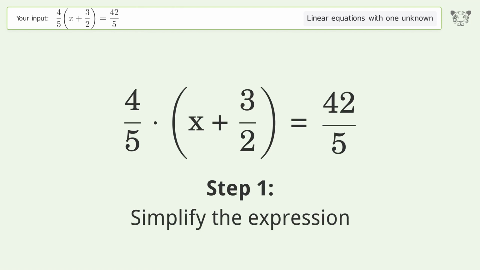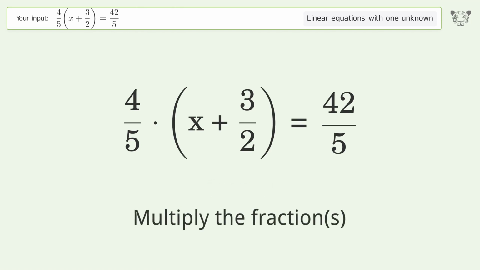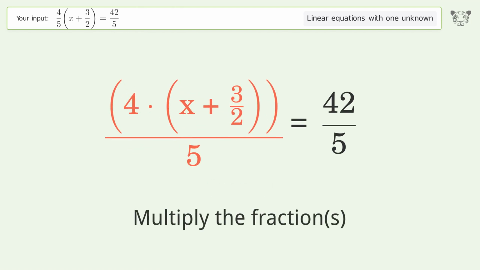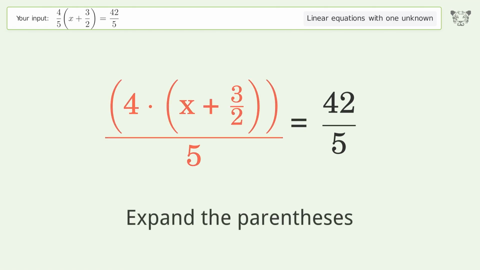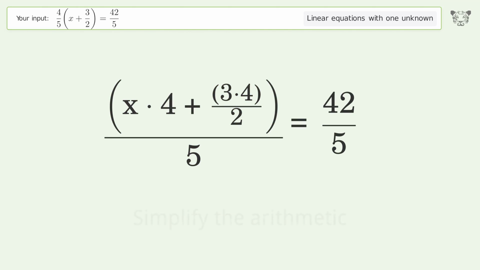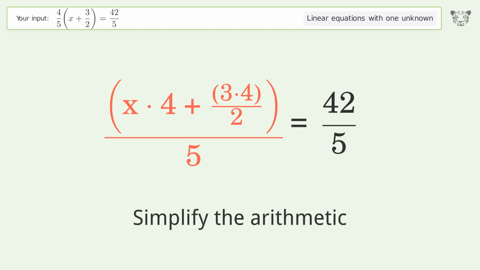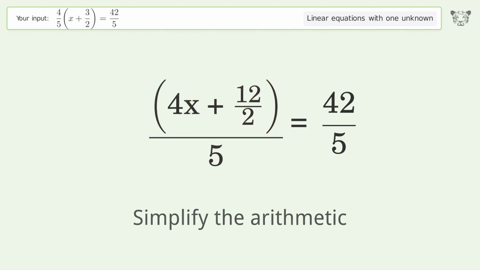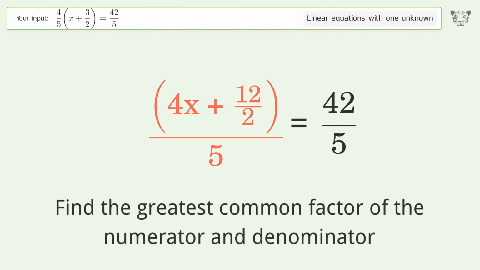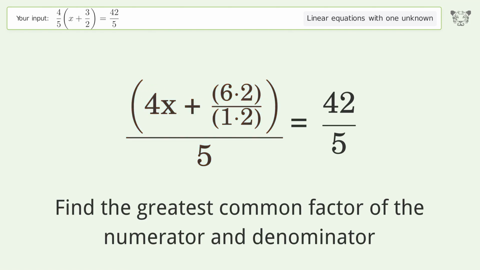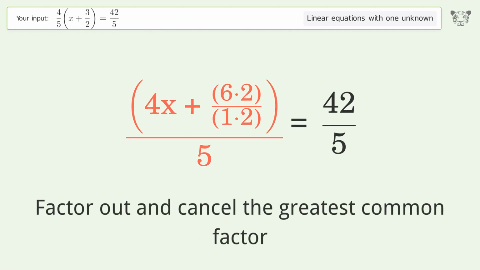Simplify the expression. Multiply the fractions. Expand the parentheses. Simplify the arithmetic. Find the greatest common factor of the numerator and denominator. Factor out and cancel the greatest common factor.